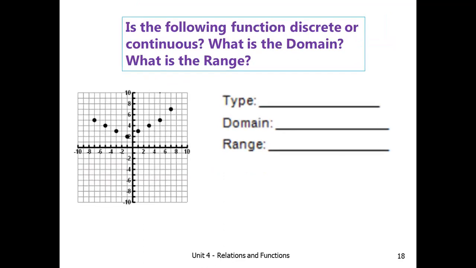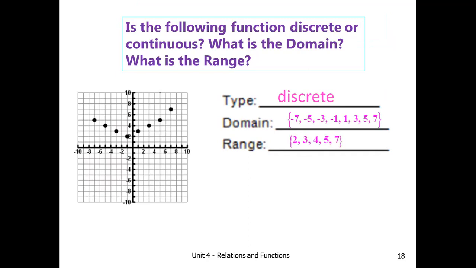Is the following function discrete or continuous? What is the domain? What is the range? This is discrete because it is a parabola. And then we have the domain. If we examine per point, the x coordinates of each point define the domain as -7, -5, -3, -1, 1, 3, 5, 7 for this graph.